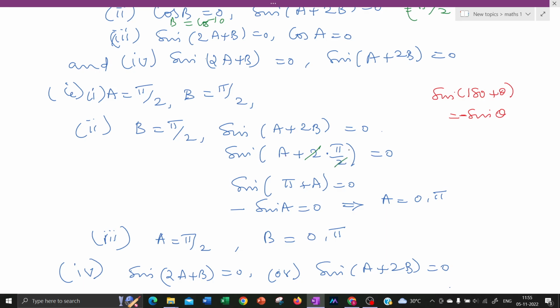Then sin of (a + pi). What is sin of (pi + a)? Sin of (pi + a) is sin of (180 + theta). Sin of (180 + theta) is minus sin theta, because sin is negative in the third quadrant. Therefore, we can write minus sin a equal to 0, so a equal to sin inverse of 0. When a equal to sin inverse of 0, then a equal to 0 comma pi.